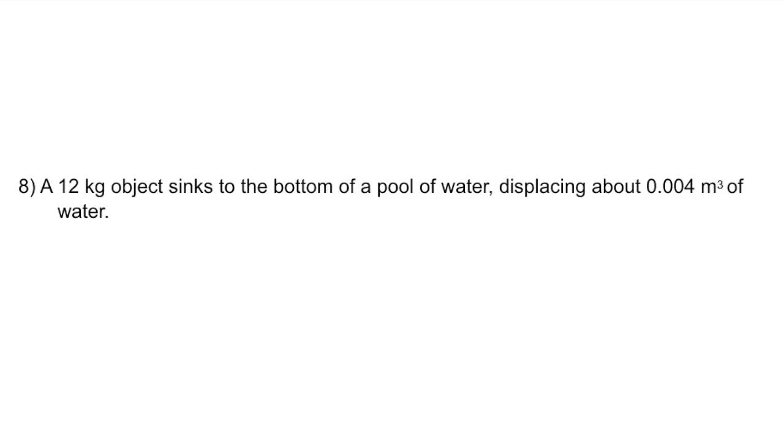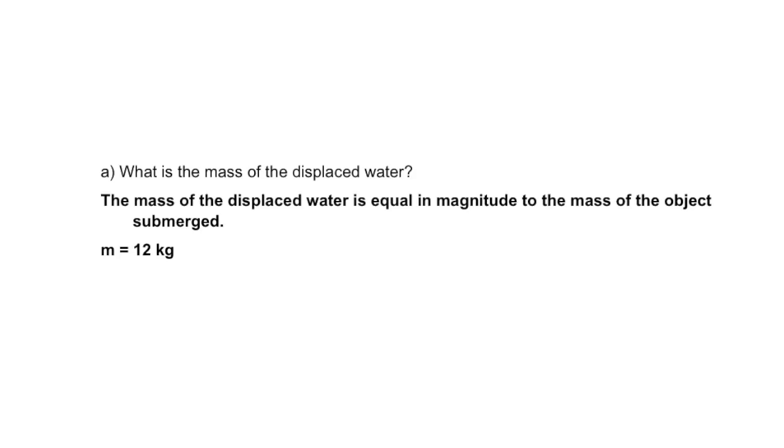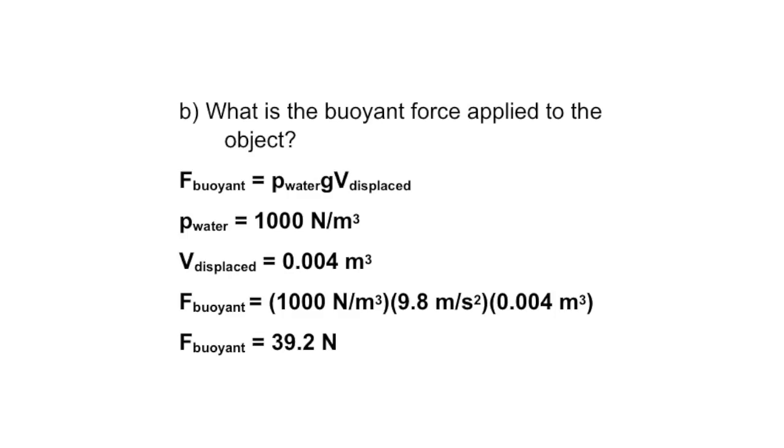Question 8. A 12 kilogram object sinks to the bottom of a pool of water, displacing about 0.004 meters cubed of water. Part A. What is the mass of the displaced water? The mass of the displaced water is equal in magnitude to the mass of the object submerged. Therefore, it would be 12 kilograms. Part B. What is the buoyant force applied to the object? As you can see through the derivation of the buoyant force equation, we get that the buoyant force is 39.2 newtons.